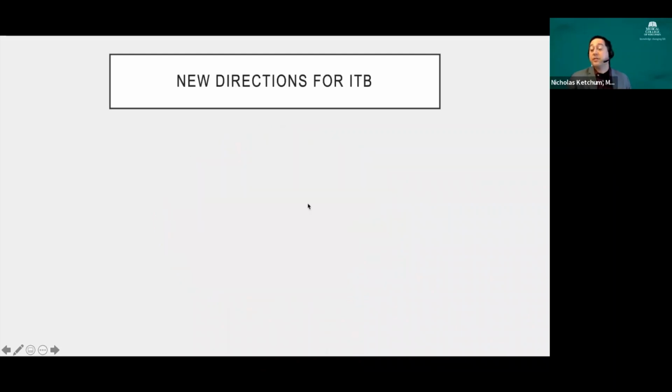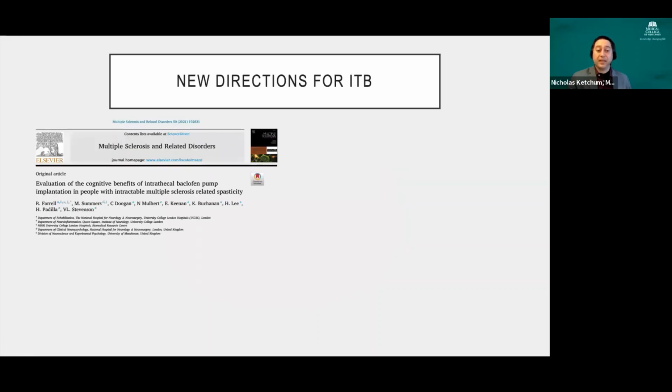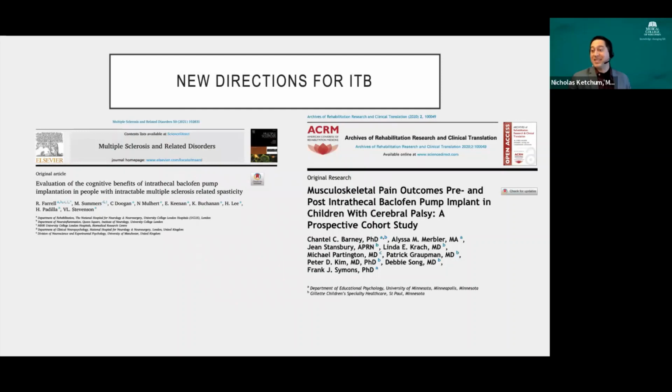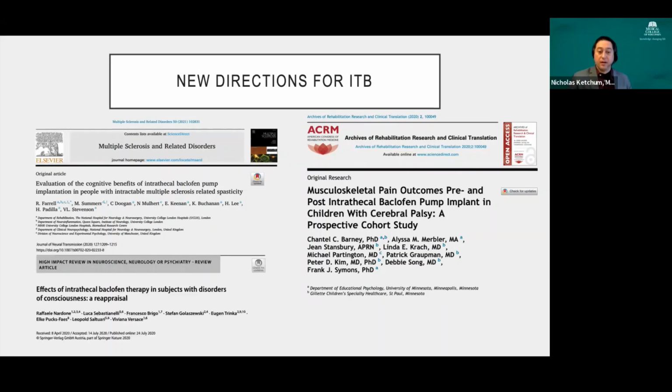And some new directions for intrathecal baclofen: looking not only at the spasticity benefits, but quantifying the fact that not having oral medications that cause altered mental status or impaired cognition. How does that benefit somebody's cognition in the setting of multiple sclerosis? Musculoskeletal pain in kids: this group showed a significant reduction in musculoskeletal pain that was because of their spasticity.